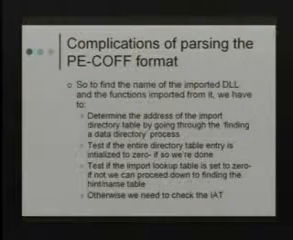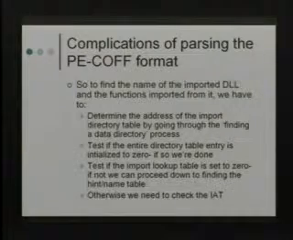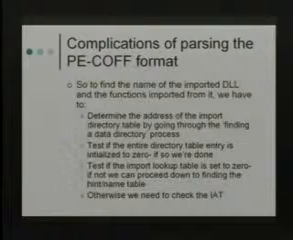If it's not 0, once we determine that the entire structure is not 0, we need to check the import lookup table. And if that is 0, then we actually need to check the IAT, and that's where I believe it was the Borland compilers that were doing that.